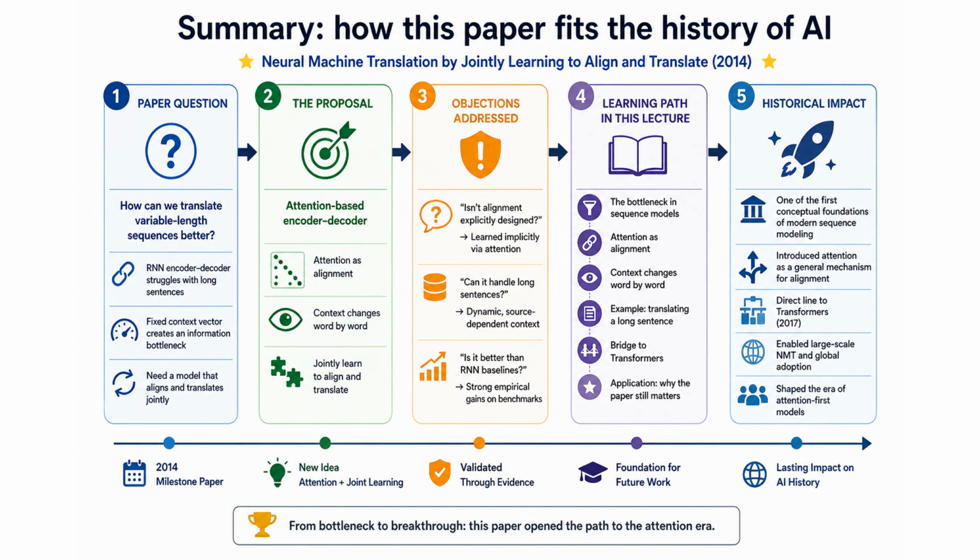In the overall history of AI, Lecture 8 matters because Neural Machine Translation by Jointly Learning to Align and Translate from 2014 gives the field one of its early conceptual foundations. This lecture worked through the bottleneck in sequence models, attention as alignment, context changes word by word, example: translating a long sentence, bridge to transformers, application: why this paper mattered in AI history, and summary: why this paper mattered. The key historical point is that this paper changes the direction of the field, rather than merely adding one more technical detail. It should be understood as part of a chain in which each paper reshapes the next stage of AI development. From here, the next step in the course is Attention Is All You Need in 2017, which continues the timeline from this foundation.